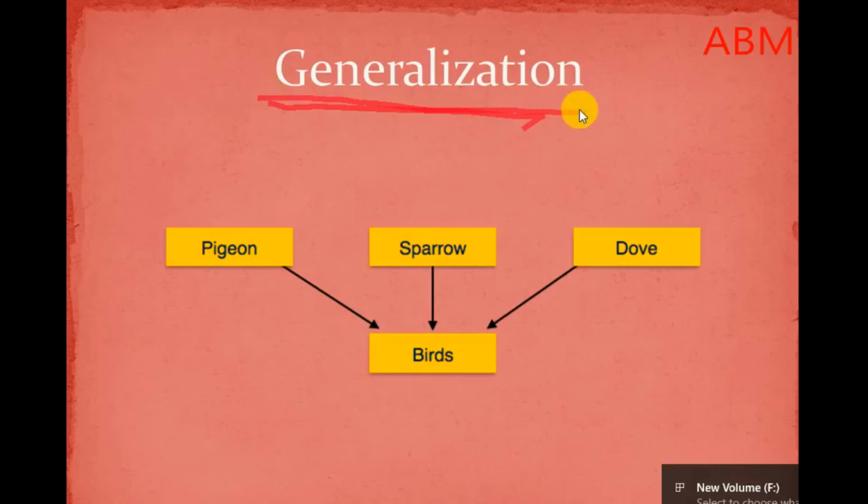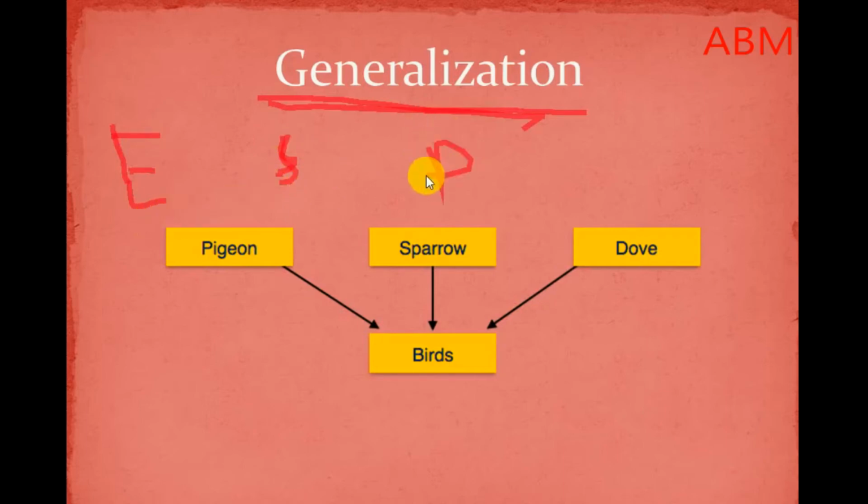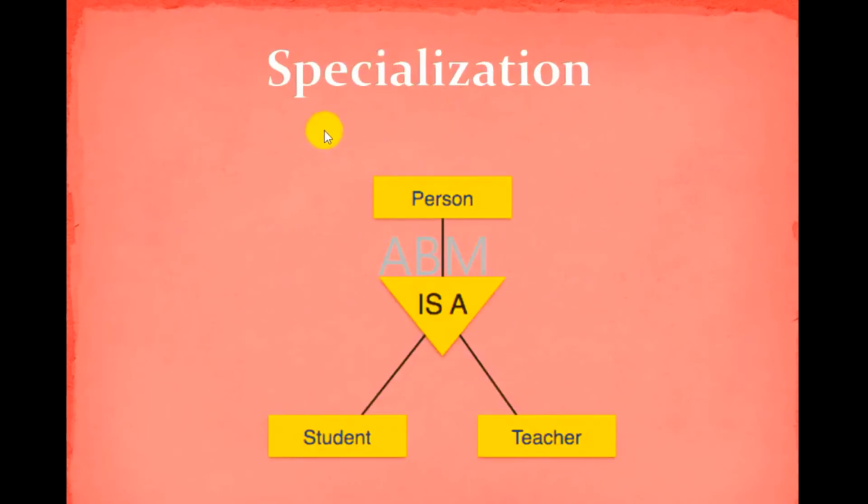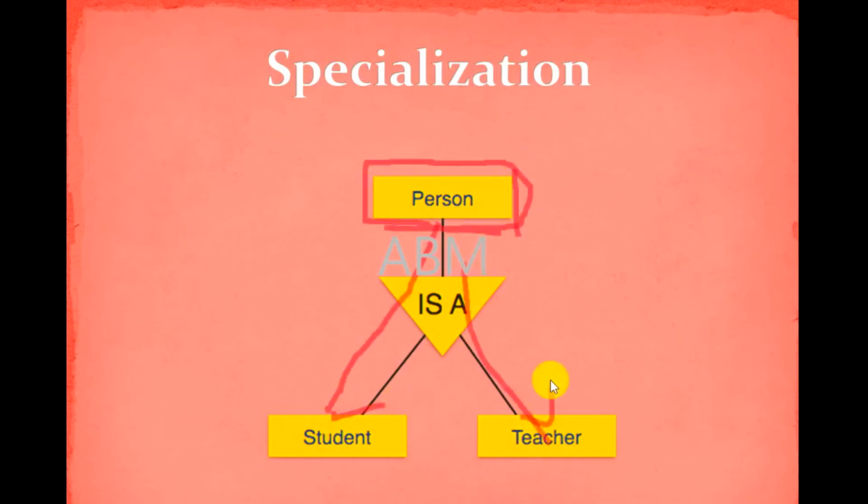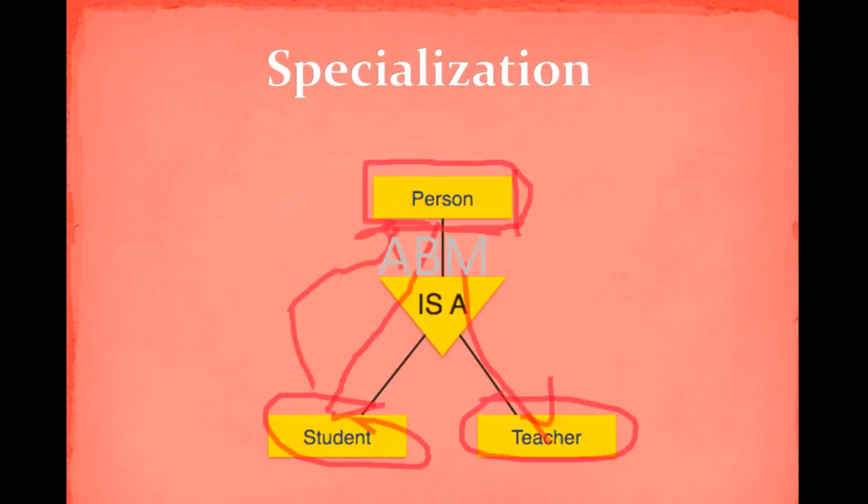Generalization discusses the general entity. For example, we can take the employee, the student, the driver, etc. Specialization discusses the specific entity type. For example, in the specialization of person, we can take person as a student, and we can take person as a teacher. So the student and the teacher are the special types of person.